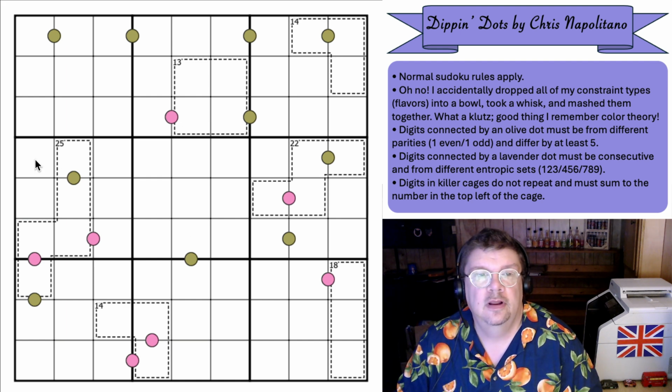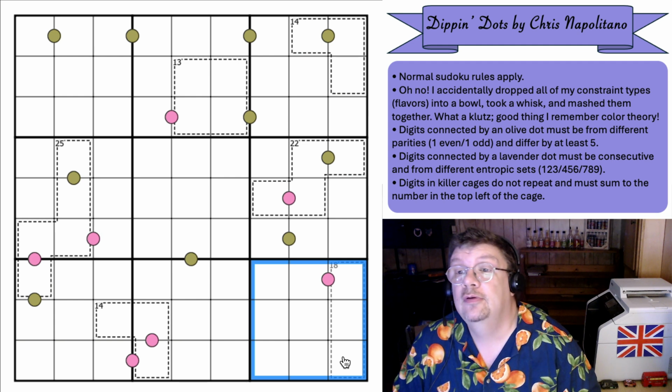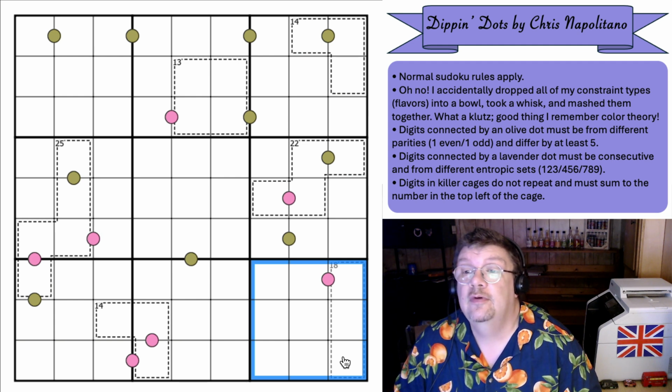Normal sudoku rules apply. We are going to place digits 1 to 9 once each in every row, every column, and every box. Oh no! I accidentally dropped all of my constraint types, flavours, into a bowl, took a whisk and mashed them together. What a klutz! Good thing I remember colour theory.